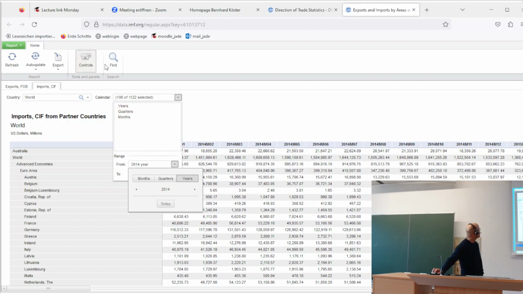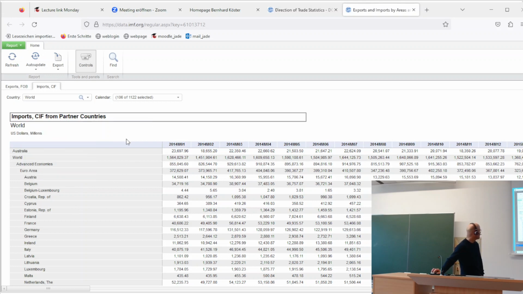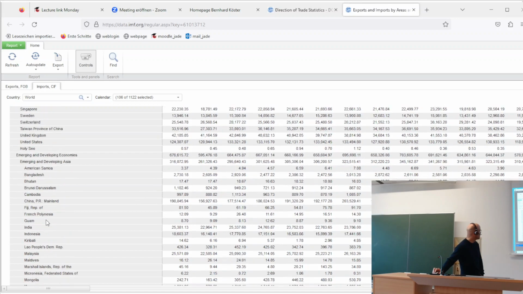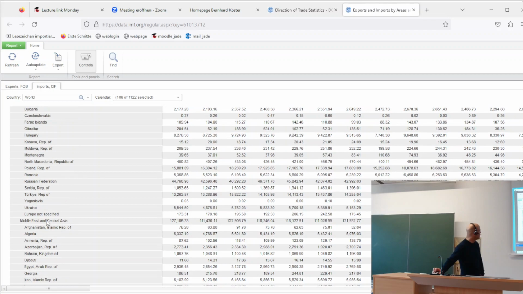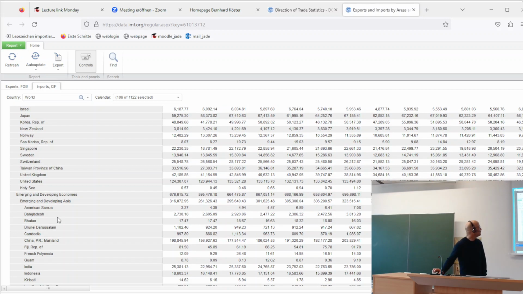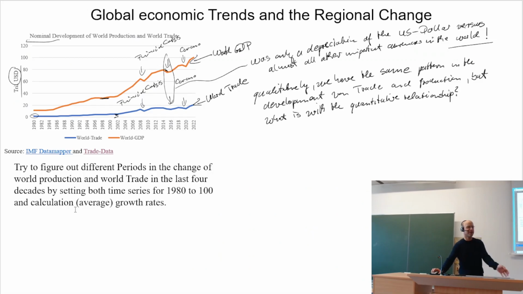And then here you can change to different countries and so on. Here you see this is now world, and now you see almost all countries, 150 or something like this. So I really recommend this data set, and I'm quite happy that I found it just last week.